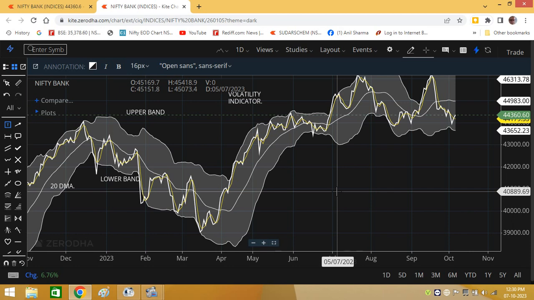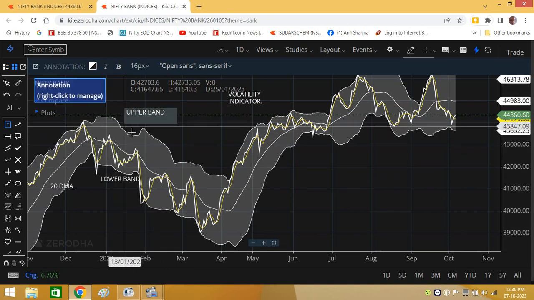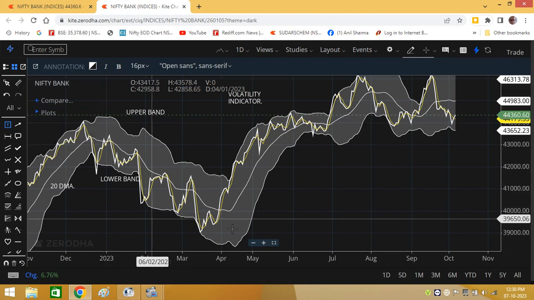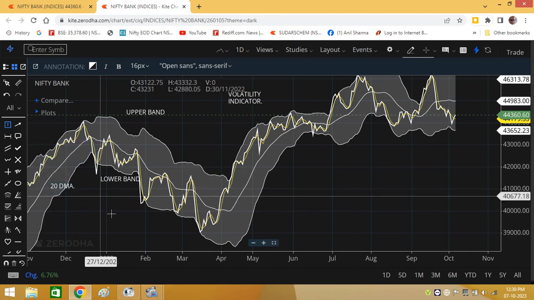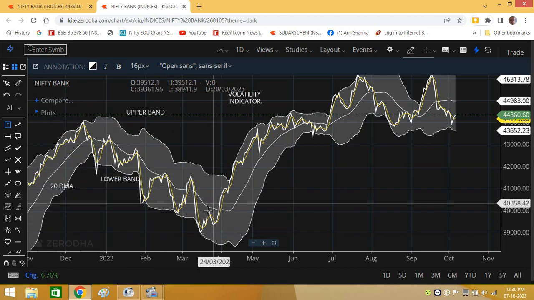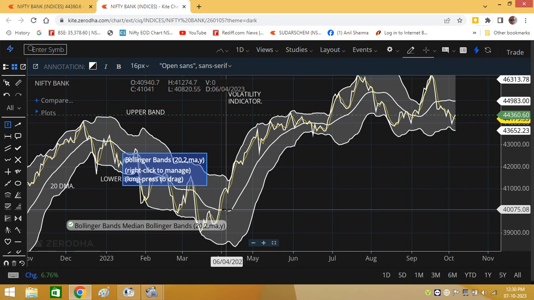Friends, Bollinger Band consists of three bands. This band at the top is known as the upper band. You can see this band. The band at the bottom is known as the lower band. You can see this lower band all along. And there is one more band, which is actually the 20 simple moving average. Now this median band is designed in such a way that it captures the volatility and moves with the price up and down exceedingly well.